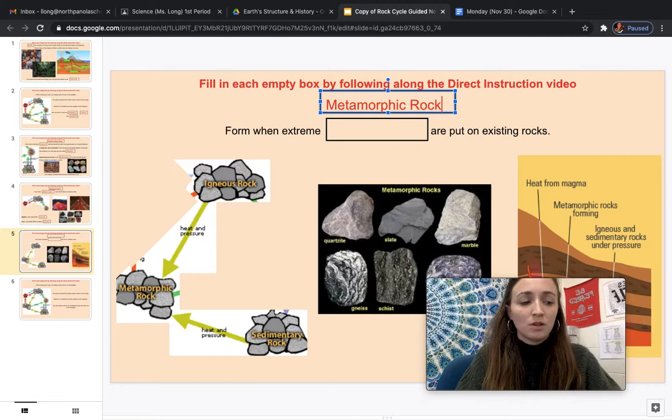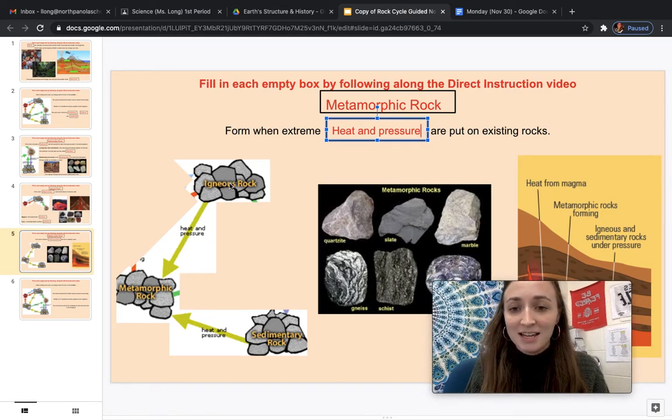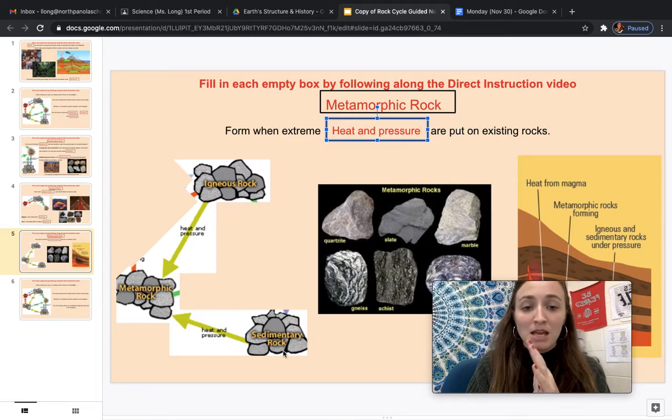Metamorphic. So what's the deal with metamorphic rock? So metamorphic rocks can form from extreme heat and pressure when it's put on existing rock. So basically you're going to have either an igneous rock or a sedimentary rock already formed, and those rocks are going to go through extreme heat or pressure to turn into the metamorphic rock.